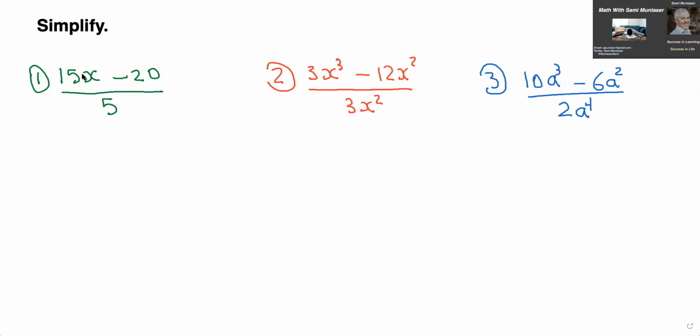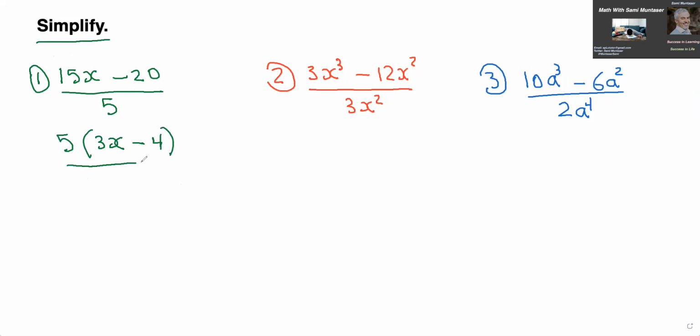We do the greatest common factor. You see here it says simplify. That's why we do greatest common factor. So the greatest common factor from 15x minus 20 is definitely 5. And then 15x divided by 5 gives me 3x, and then minus 20 divided by 5 gives me 4.